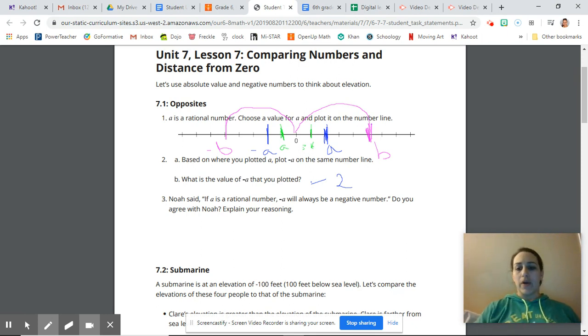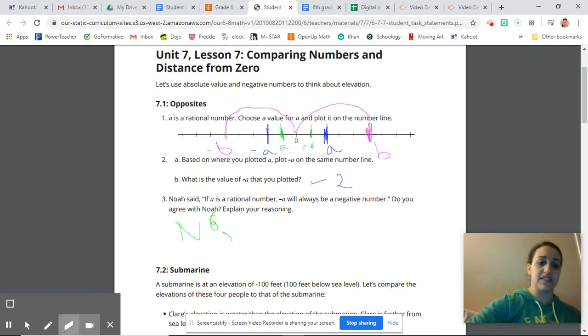Do you agree with Noah? Explain your reasoning. So I'm going to disagree with Noah here, because if the number I had chosen to start with was a negative, then the opposite of a negative is a positive. So no, I don't agree.